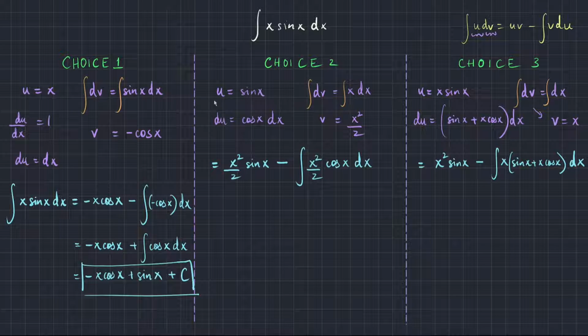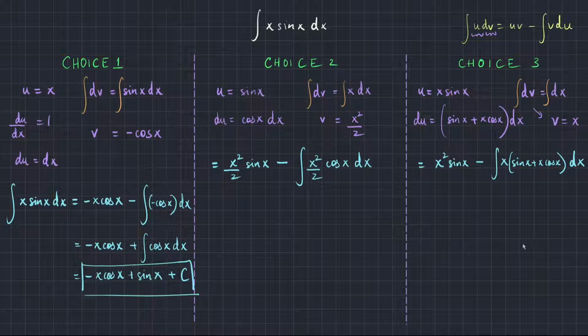Whereas if we had chosen u to be sine x, du would be cosine x. Well, this is not really simplifying. Similarly, in choice 3, if we chose u to be x sine x, now du becomes even more complicated. In general, choose u to be something that, when differentiated, makes your life easy, and dv to be, well, whatever else is remaining in the integral.